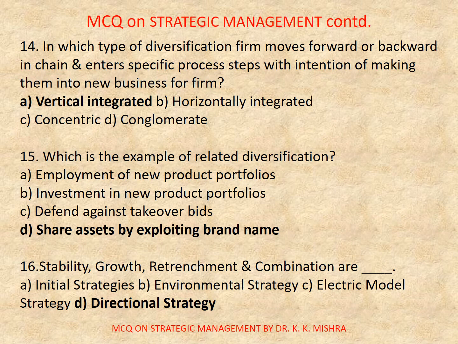14. In which type of diversification does the firm move forward or backward in the chain and enter specific process steps with the intention of making them into new business for the firm? A. Vertically integrated. B. Horizontally integrated. C. Concentric. D. Conglomerate. Correct option is A. Vertically integrated.